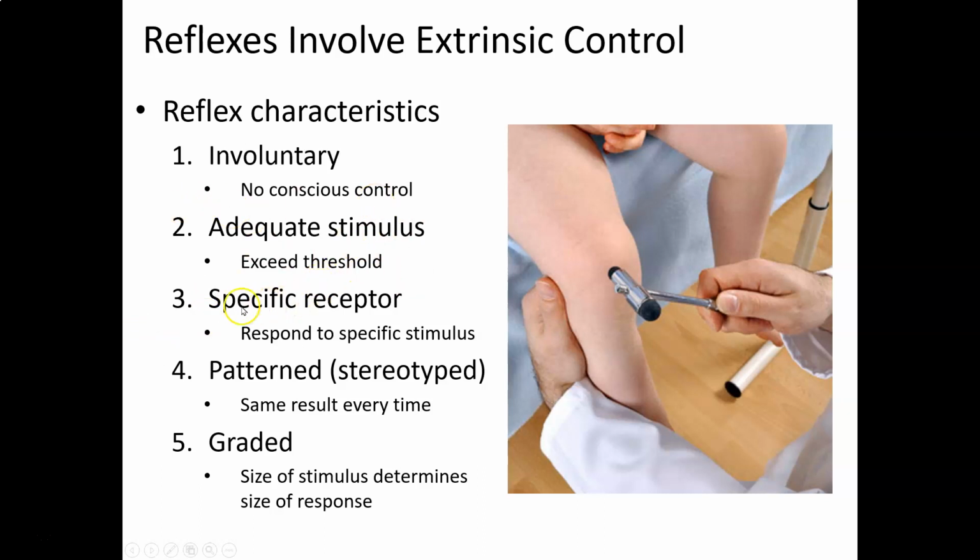The third thing is, and I kind of mentioned this already, since you have an adequate stimulus, you need a receptor. Okay, so you have to have a specific receptor to receive that stimulus. Okay, so that's number 3.